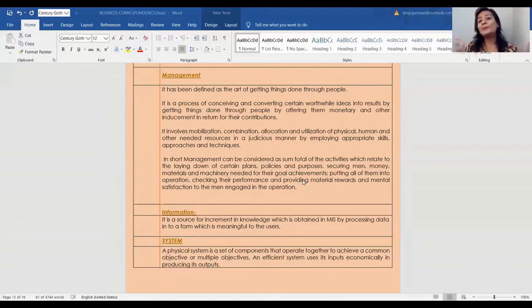The men for me were all my wonderful faculty team, as well as my assistant who made everything possible. So this was about securing them. Then money. We needed money to pay the faculties, to pay for the platform charges or the hardware that was required, right? So we needed money for them. We needed certain materials and machinery, like a proper web camera, a mic, a working laptop for everyone, proper lights, and video editing software. So many things were needed, right? So this was the machinery needed for our goal achievement.